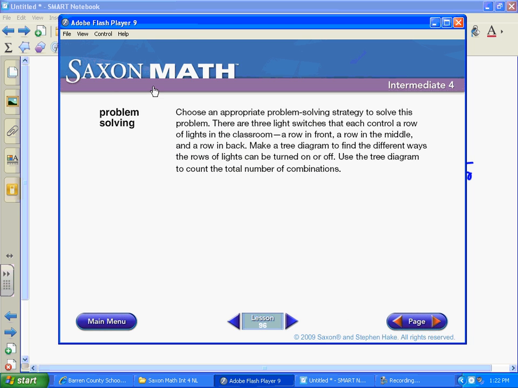Okay, this one, the method that they used was kind of confusing for me, so I did a different method, but I'll show you both. It says there are 3 light switches that each control a row of lights in the classroom. A row in front, a row in the middle, and a row in back. Make a tree diagram to find the different ways the rows of lights can be turned on or off. Use the tree diagram to count the total number of combinations.